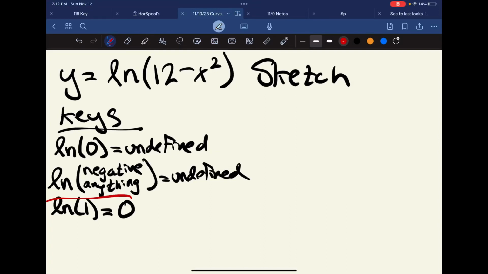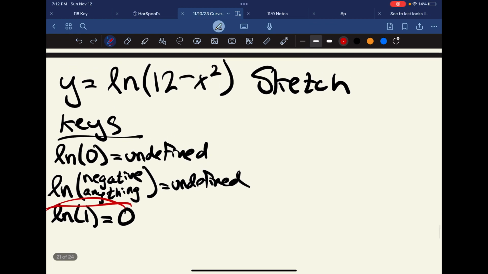Alright, so the last type of curve sketching problem that we're going to tackle is one with ln, and this is going to significantly impact the way the graph is drawn. So just the keys to remember with graphs involving ln is that ln of 0 is undefined, ln of negative anything is undefined, and ln of 1 is 0.